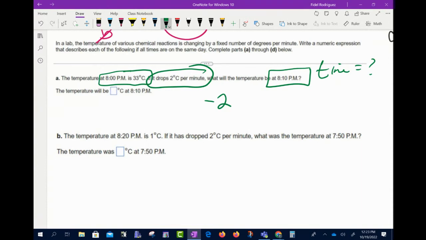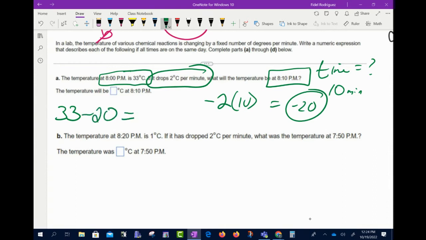If it's 8 o'clock right now, and then we're going to check the temperature at 8:10, would you guys agree the time would be 10 minutes? So look, we're going to take negative 2 times 10. That's going to give me a negative 20, right? Doesn't mean that the temperature is negative 20. It means that the temperature has dropped 20 degrees in those 10 minutes, right? So if the temperature was 33 degrees and it drops 20 degrees, wouldn't the temperature now be 13, right? Because it's gone down 20 degrees. Okay.